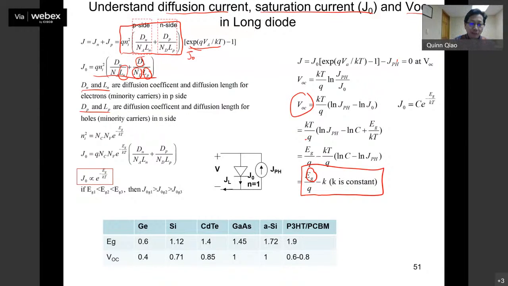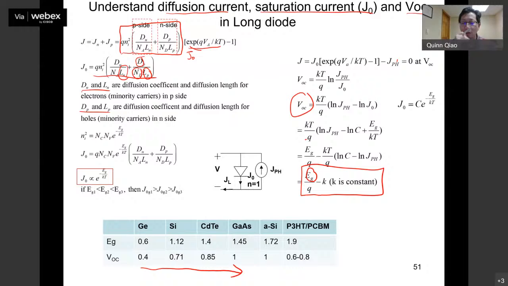Okay, now let's take a look at the band gap. These are the common materials people use to fabricate solar cells. You see, germanium has 0.6 eV, silicon has 1.12 eV, cadmium telluride 1.4, gallium arsenide 1.45, and amorphous silicon has 1.7. That organic one is pretty big there, 2 eV. So overall, you see the VOC actually increases, especially for inorganic: germanium, silicon, cadmium telluride, gallium arsenide, amorphous silicon. When the band gap gets bigger, your VOC is bigger.